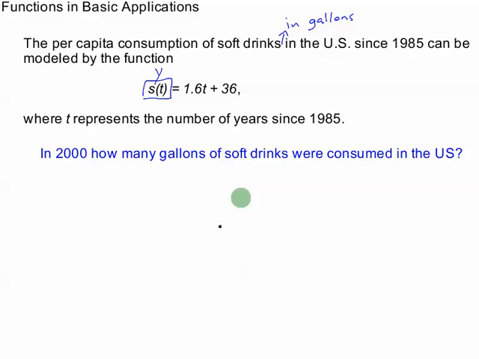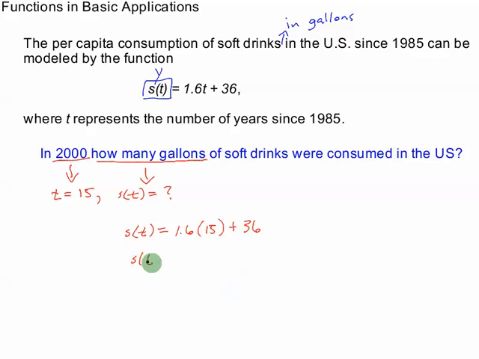So in the year 2000, how many gallons of soft drinks were consumed in the US? So this is a year, so that's going to give us a T value, right? In 2000, we are 15 years after 1985, so T is 15. So we know our T value. It's asking how many gallons, so what that means is we're trying to determine the value of S of T. So we plug in 15 for T, we leave S of T as it is, and we have 1.6 times 15 plus 36. So S of T equals 24 plus 36, which is 60. So that means S of T is gallons, don't forget, so 60 gallons of soft drinks were consumed in the year 2000. So here we knew we could figure out a T value, then we could determine S of T.